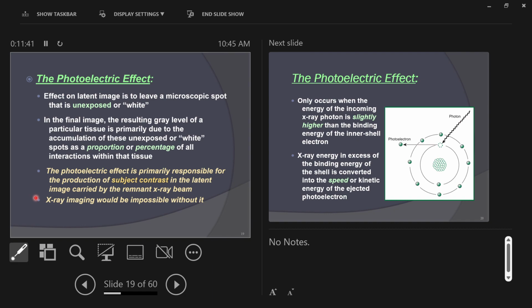So we can't produce an X-ray image if we don't have shades of gray, and the white part of the shades of gray comes from the photoelectric interaction.